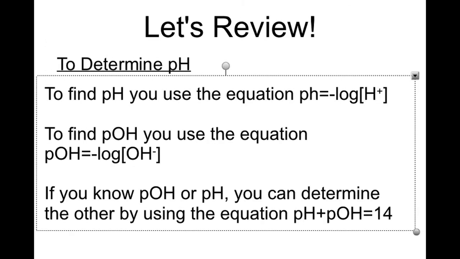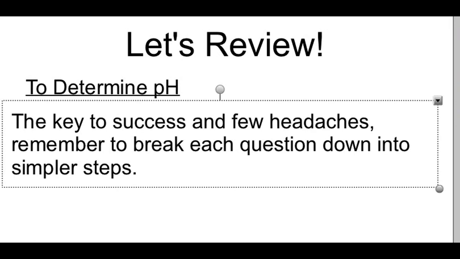And now if you want to find the pH, you can use the equation pH equals negative log of the concentration of hydrogen ions, or you can find the pOH using the equation pOH equals negative log of the concentration of hydroxide anions. If you know pH or pOH, you can determine the other by using the simple equation pH plus pOH equals 14.